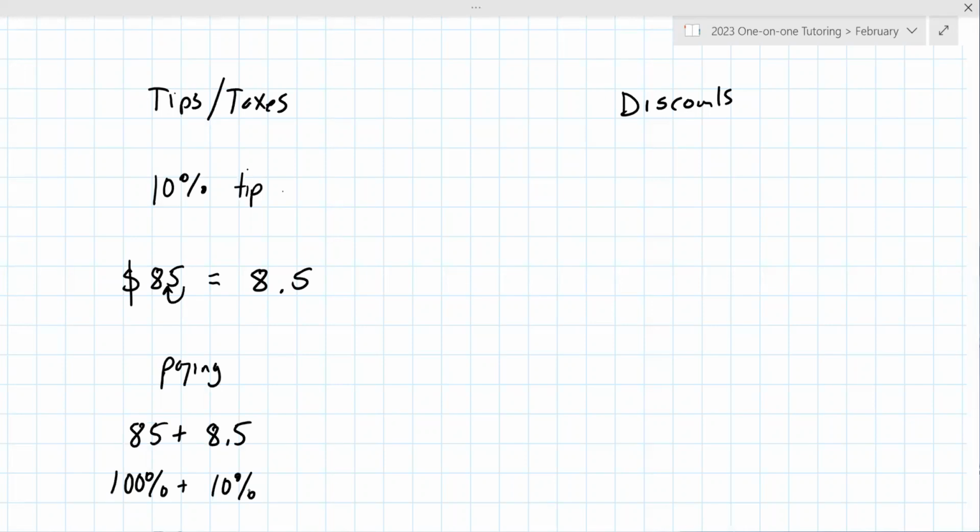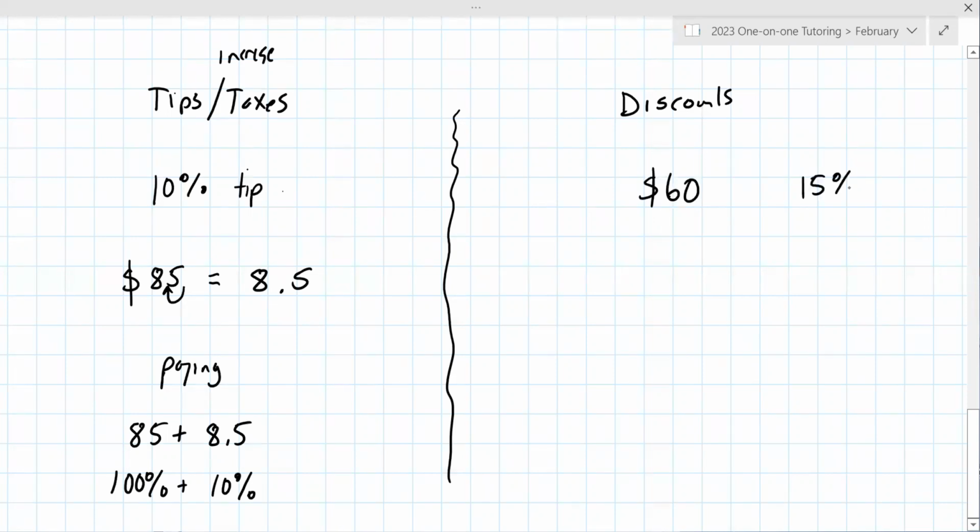Is that clear? Yes. So tip and taxes, they increase it. They're greater than 100%. Discounts are different. Okay. So you go to a store, and let's say you want to buy something that's $60, but it's 15% off. Okay. So here's what that means.